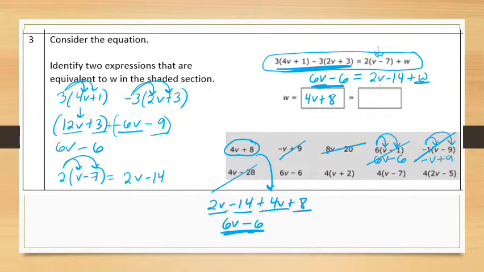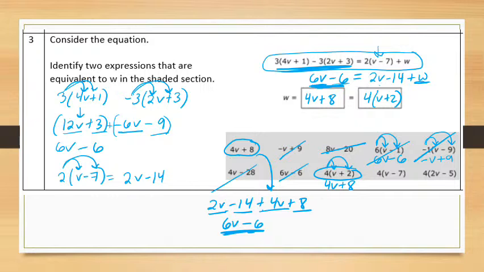6v plus 2v is going to give me 8v. Not going to work. Let's do some distributing again. So 4 times v is 4v, plus 4 times 2 is 8. So 4v plus 2v would give me 6v. That's a good start. And then negative 14 plus 8 would give me negative 6, or minus 6. So this combination here is going to work for me. 4 times v plus 2.